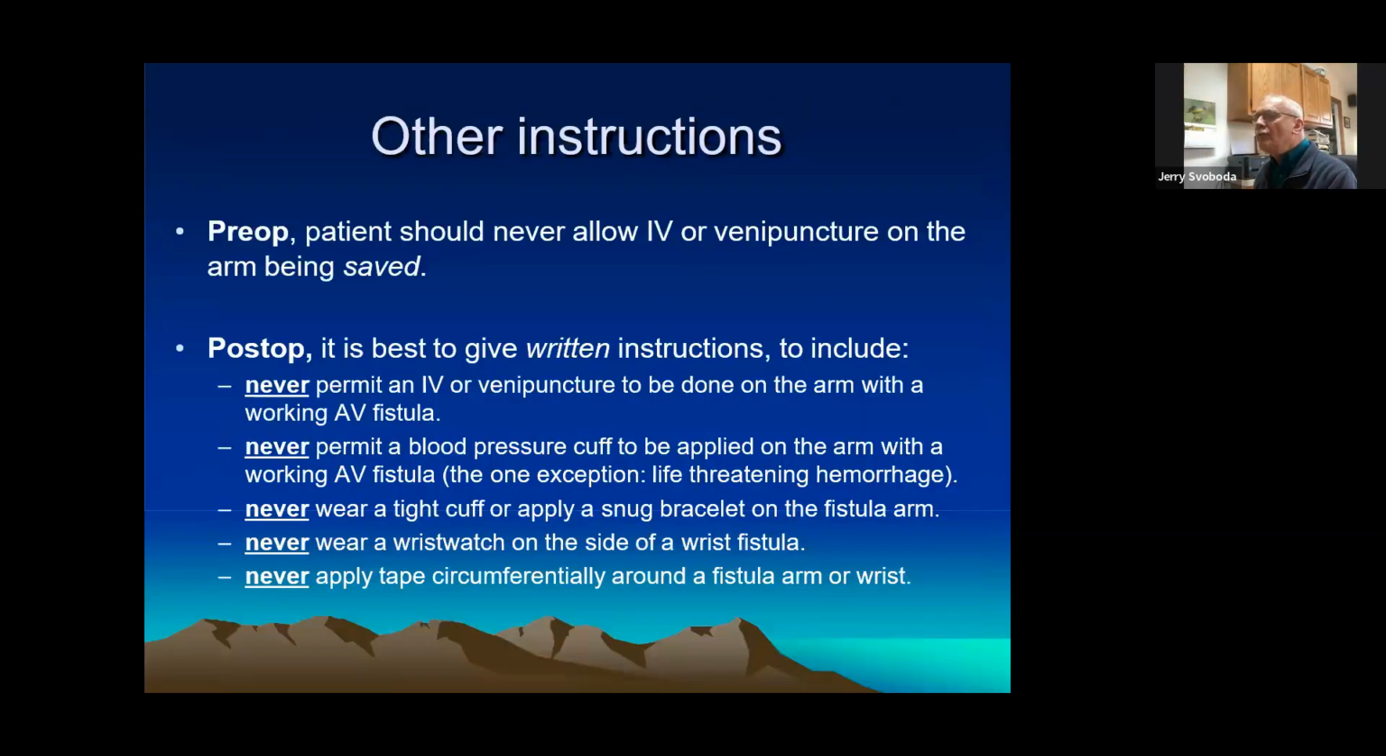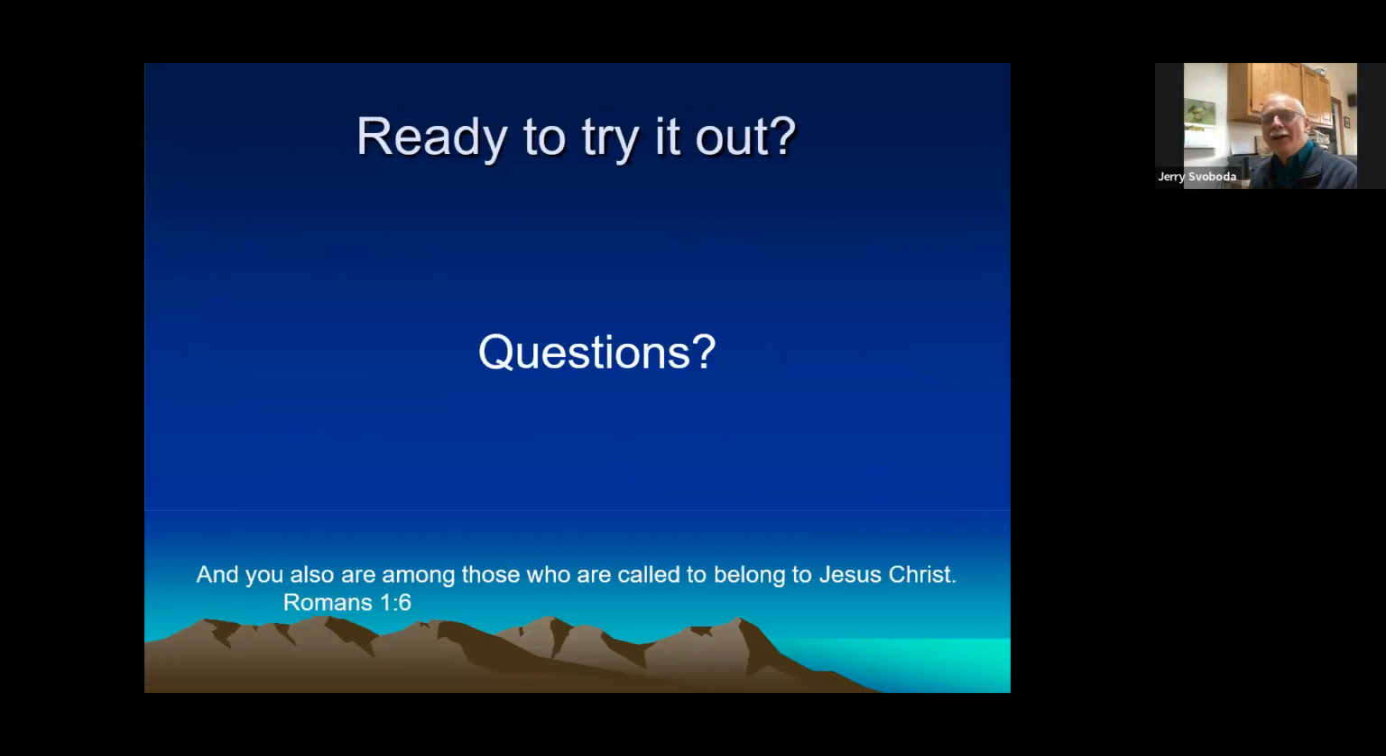The patient should never be allowed to have an IV or venipuncture on the arm for the fistula, either before the fistula or after it's done. Then give written instructions to the patient or very strong verbal instructions. Never wear a wristwatch or an ID bracelet on this side. Never put tape circumferentially. Never permit a blood pressure to be taken on the fistula arm as long as the fistula is working.